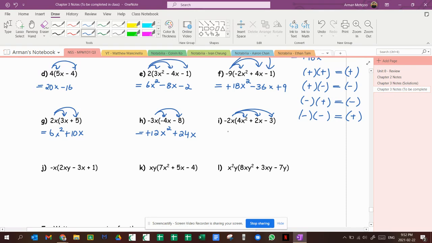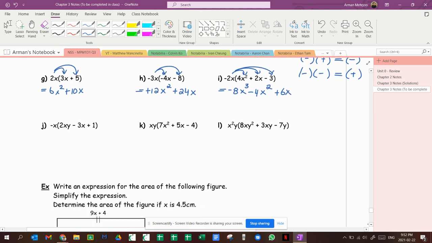I multiply my numbers together. And I use the addition rule. So I'll get x cubed. For the second term, I multiply my numbers together. Use that addition rule. And for my last term, multiply my numbers together and use that addition rule.